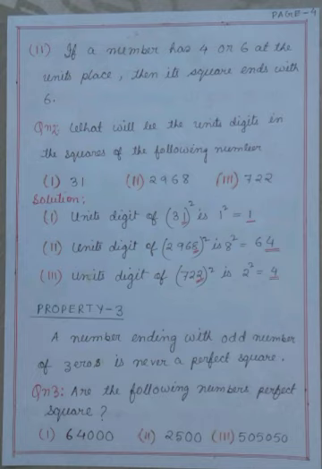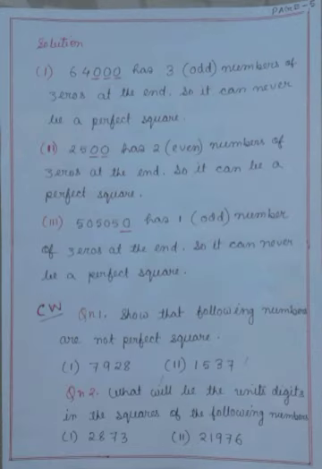Property number 3: a number ending with an odd number of zeros is never a perfect square. Now we shall see it with an example. Question number 3: number 1, 64,000; number 2, 2,500; number 3, 5,05,050. Solution: for number 1, 64,000 has 3 zeros at the end. 3 is an odd number, so it can never be a perfect square.